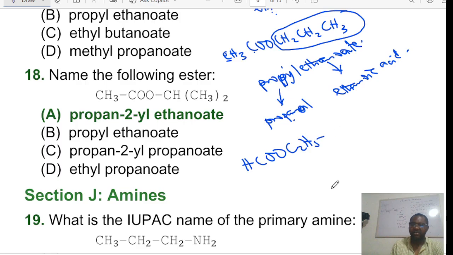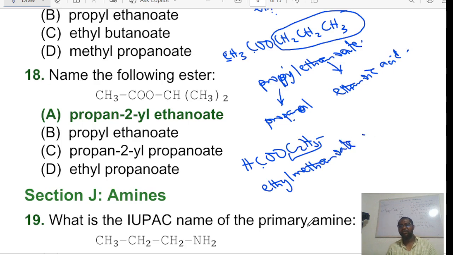HCOOC2H5. It looks somehow, but very easy. After the COO, what you have here is ethyl. So it's going to be ethyl. Then here you only have 1 carbon. So that's 1 carbon means meta. So this is ethyl metanoate. That's the name of that compound, ethyl metanoate.